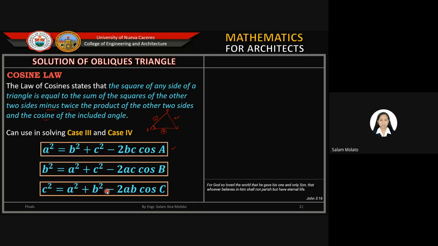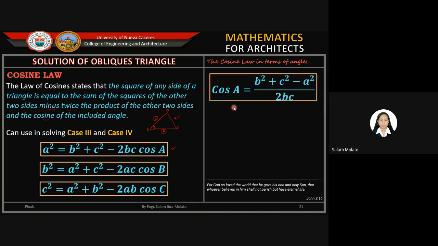You can just memorize this one, or you can also memorize the cosine law in terms of the angle. For example, if we want to compute for cosine A, this is equal to B squared plus C squared minus A squared over 2BC. This just comes from here. We just manipulate the equation when we solve for cosine A. We transpose A squared to the other side, transpose the other term to the other side, and divide by 2BC. So this is derived from this one.